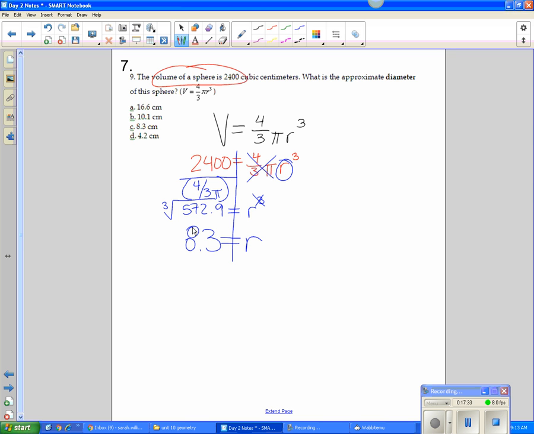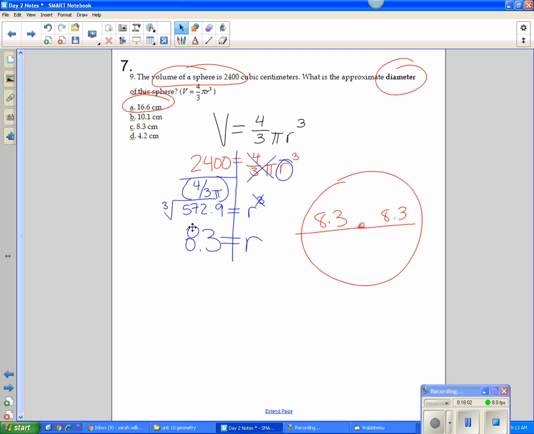8.3 is the radius. The radius only goes part way across. It only goes halfway across. Brandon, what is the question asking for? The diameter. So if this is 8.3, then that's 8.3. What do I do with those? Add them, which gives me a 16.6.